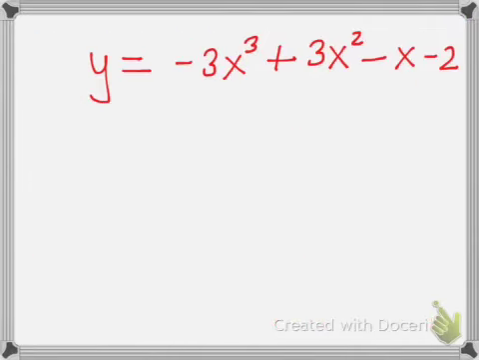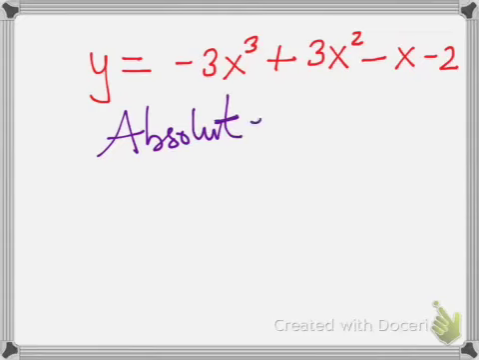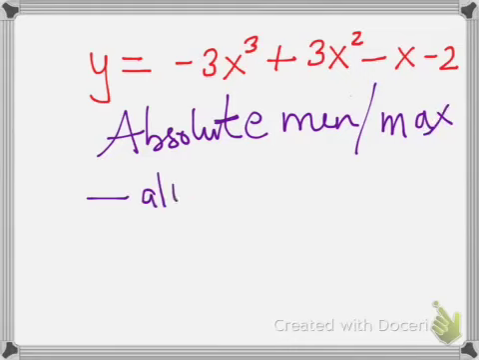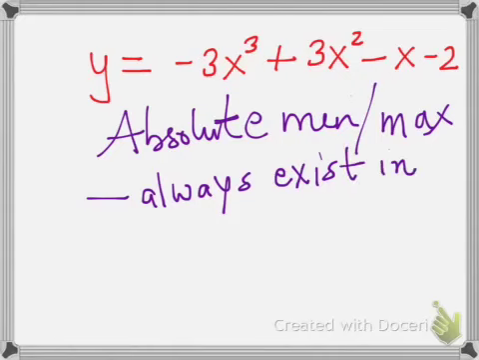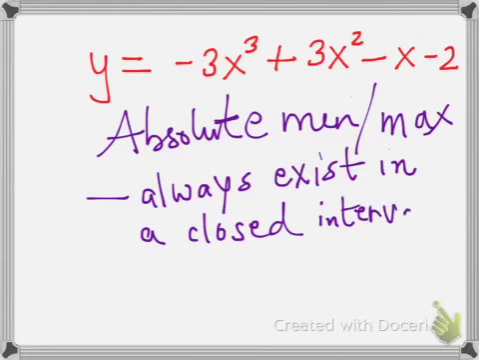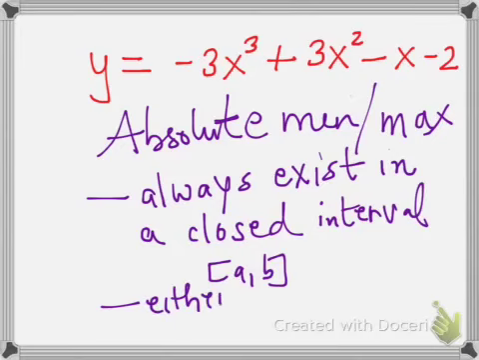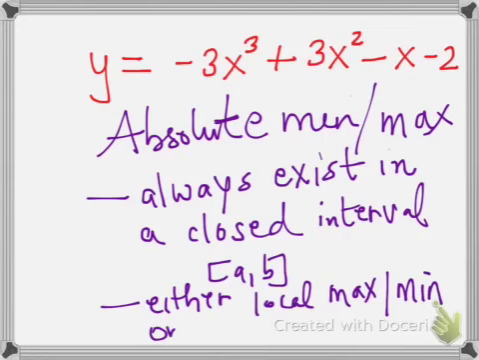So the point is that absolute min or max, first of all, always exist in a closed interval AB, always. And not only that, they occur at either the local max or min, depending on how the interval is, or at the endpoints.